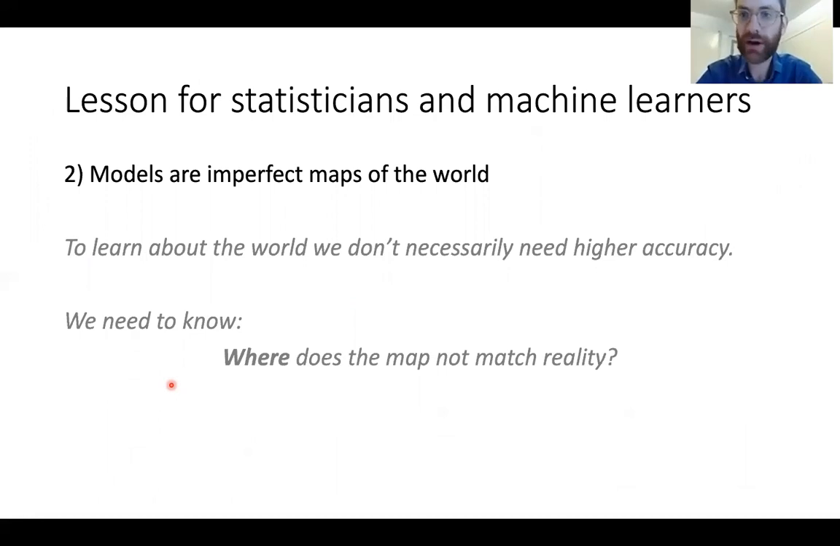We don't necessarily need higher accuracy. I do a lot of machine learning, and in machine learning, the focus is often on reducing the mean squared error, increasing the classification accuracy. In this setting, we don't need the most accurate models. We need models that capture things that we care about and that we can understand where they go wrong. Because the point of a statistical model, the point of a model period, doesn't have to be statistical, is to be able to say, where does the model not match reality? Because then we can learn something about the world. Because we have a representation of it, which is wrong. And so there's something that we haven't captured.